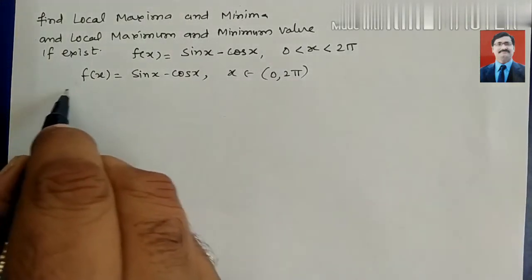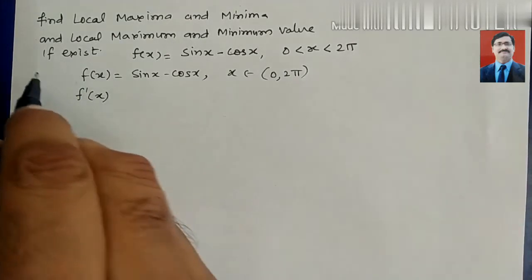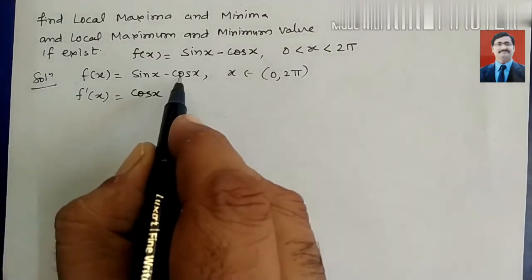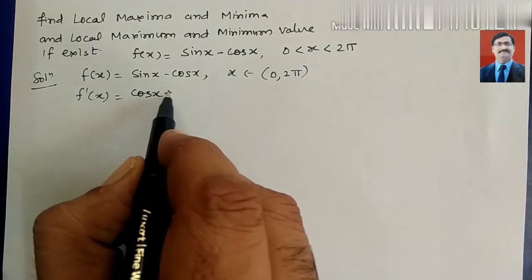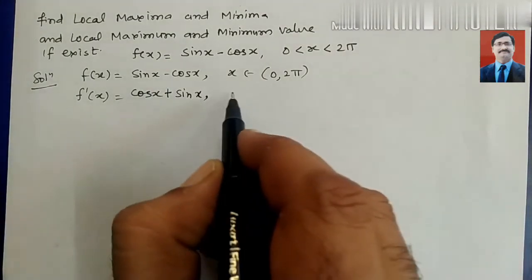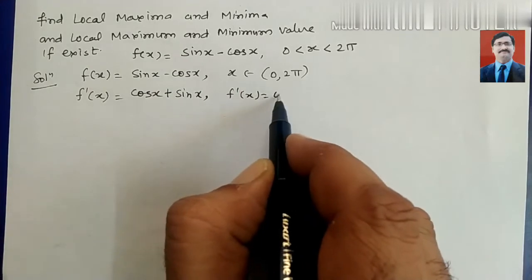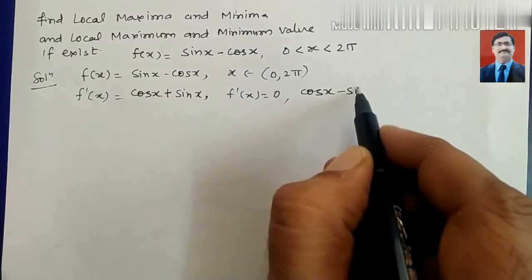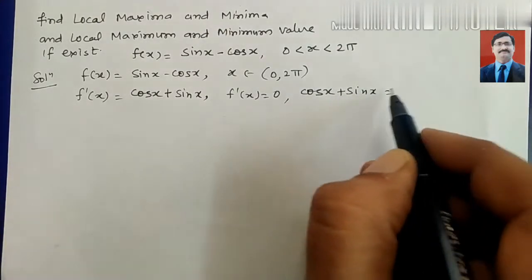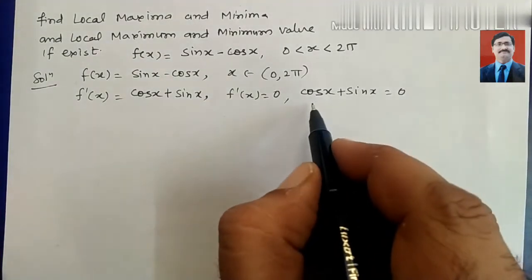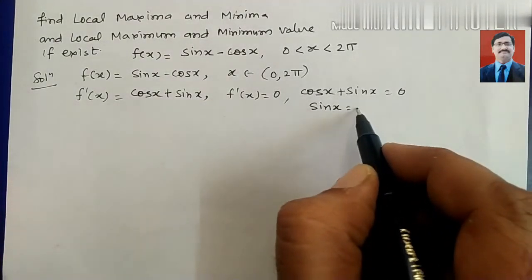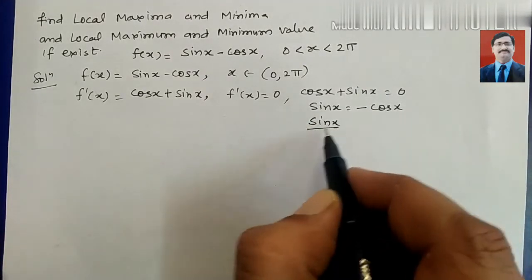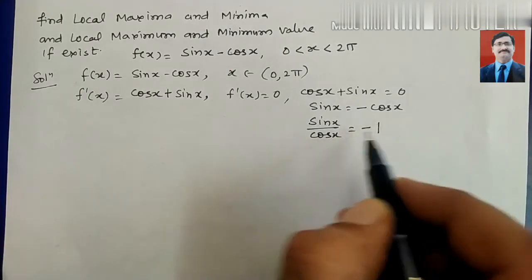Now the first step is to differentiate, f dash x. F dash x is equal to, sin x differentiated is cos x, and cos x differentiated is minus sin x, so minus minus becomes plus sin x. Now we have to make this f dash x equal to 0. So we get cos x minus sin x equal to 0. So sin x will be equal to cos x. From here we get sin x upon cos x equal to 1.